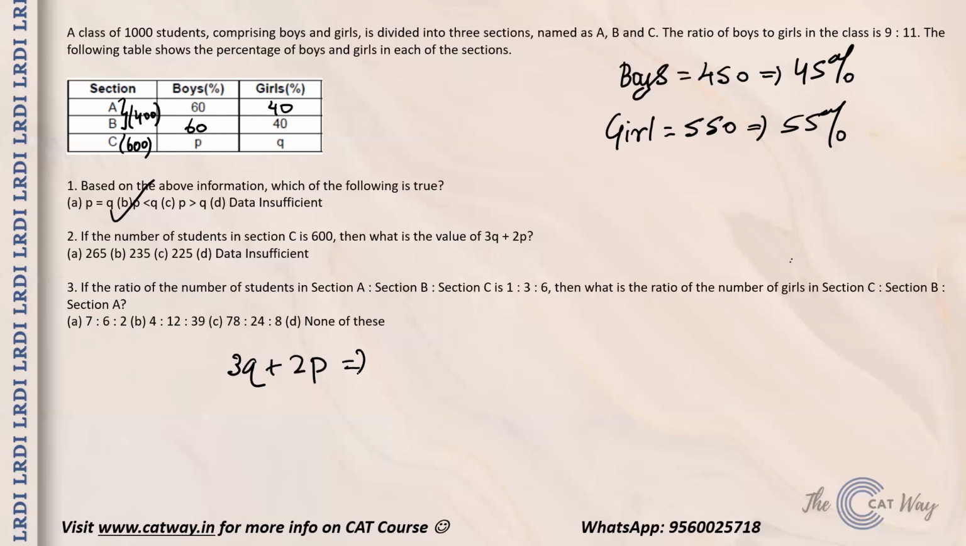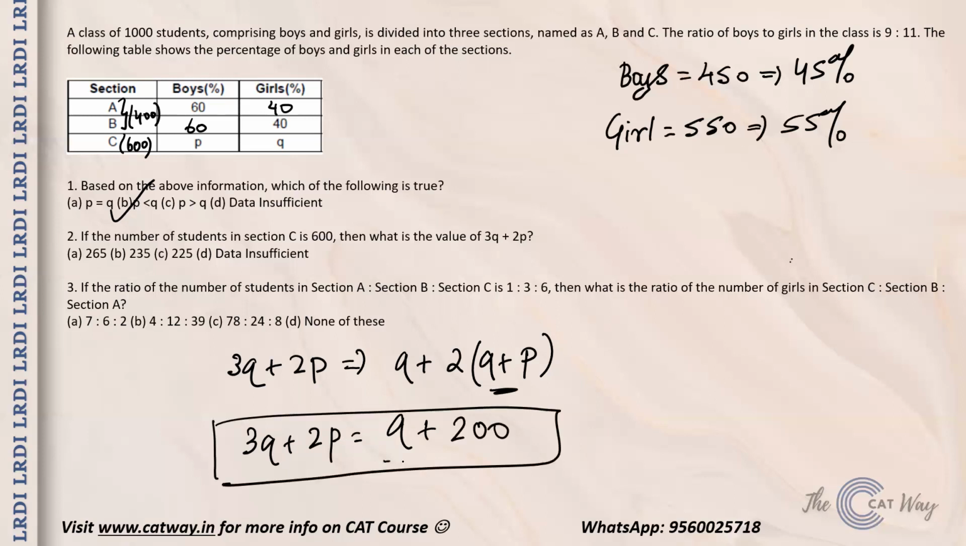So what you can write it as is Q plus 2 into (Q plus P), right? Because 2Q will be added to Q and it will be 3Q, and you will have 2P, right? Now P plus Q is definitely 100. That is something we know because that is the percentage of boys and girls. So the value of 3Q plus 2P ultimately turns out to be Q plus 200.